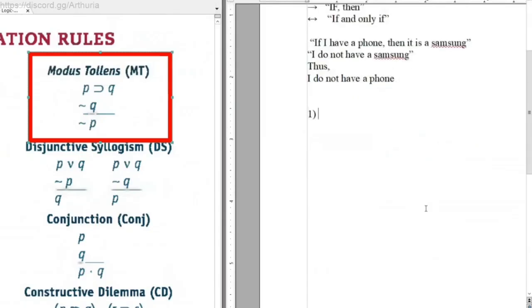So let's take an example of how modus tollens can be useful and how you can do combos.